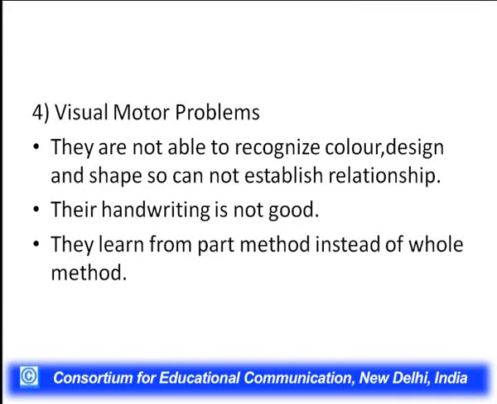Then the visual motor problems, because they have some problem of vision. They are not able to see the things on the chalkboard clearly. They are not able to recognize color, design and shape, so they cannot establish the relationship. That is why when they do arithmetical calculation, they have difficulty understanding when they have to calculate the radius of the circle or whatever arithmetical problems are given to them, because they are not able to differentiate between the size and the shape. Their understanding level is less.